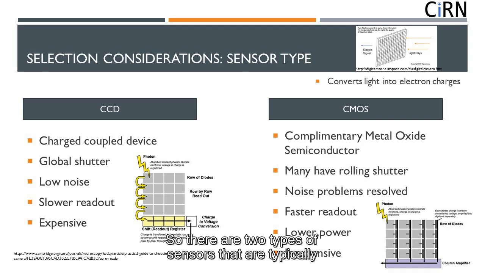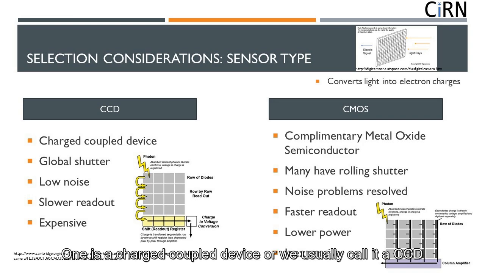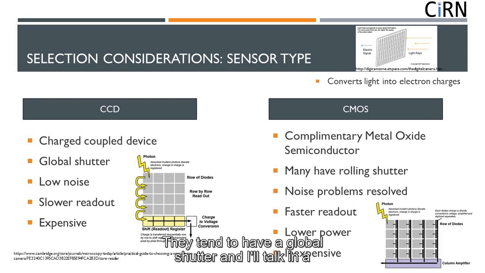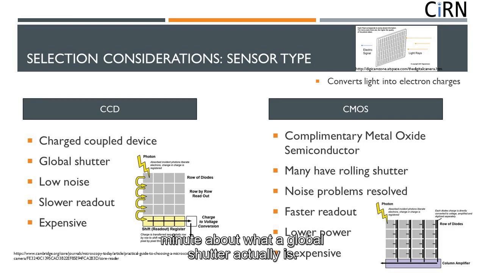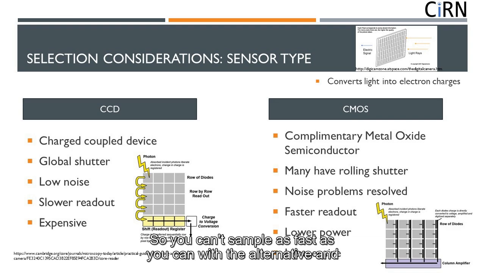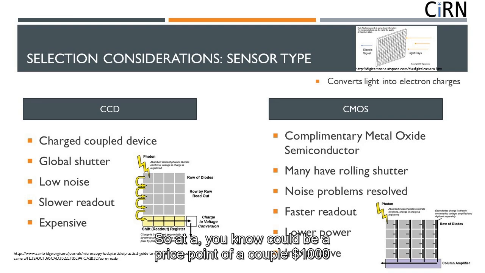So there are two types of sensors that are typically available in cameras that we use for coastal imaging. One is a charge coupled device, or we usually call it a CCD camera. They tend to have a global shutter, and I'll talk in a minute about what a global shutter actually is. They tend to be lower noise and have a slower readout, so you can't sample as fast as you can with the alternative, and they tend to be a little bit more expensive. This would be like a machine vision camera, so it could be a price point of a couple thousand dollars.